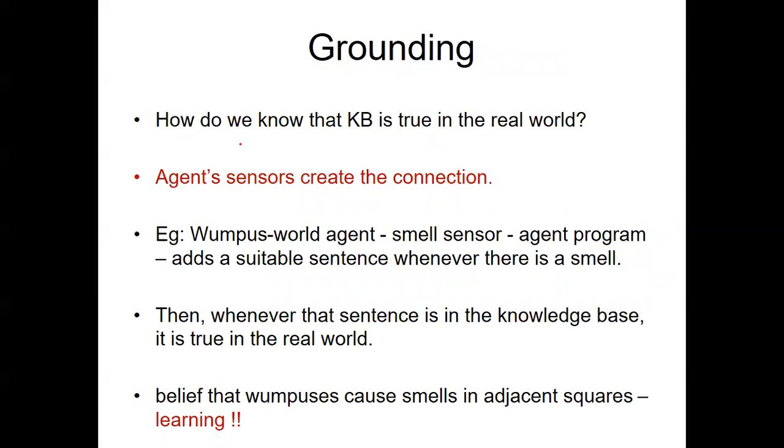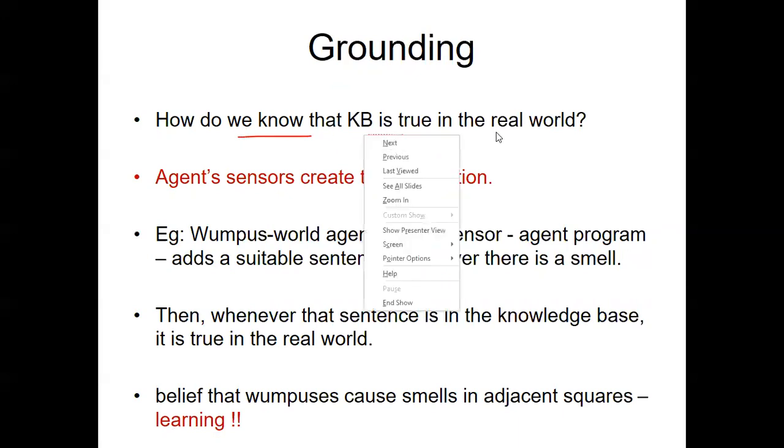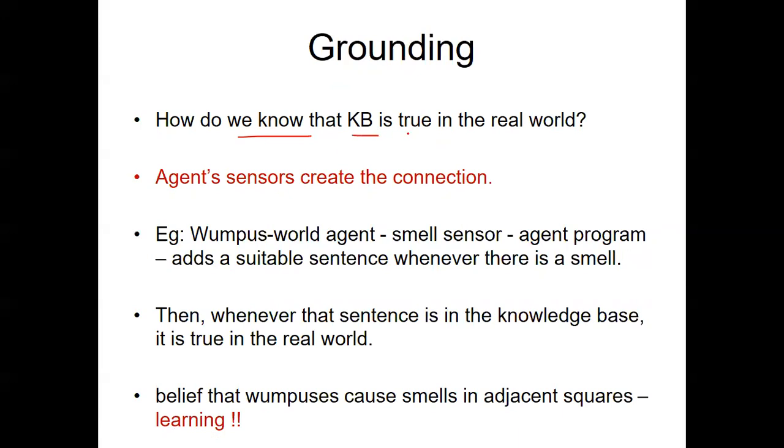Now you have probably understood what grounding is. Now there is a question: how do we know that the knowledge base is true in the real world? That is, how do we know that the KB is grounded? The KB contains a set of sentences. It may contain 10 sentences, or 100, or even 1,000 sentences. So it contains n sentences.